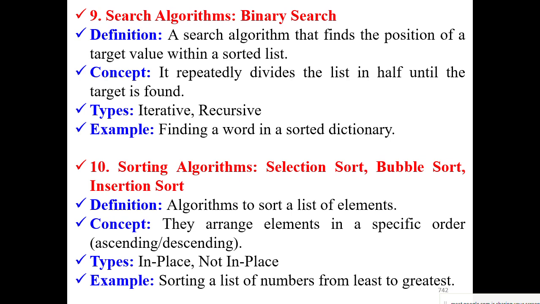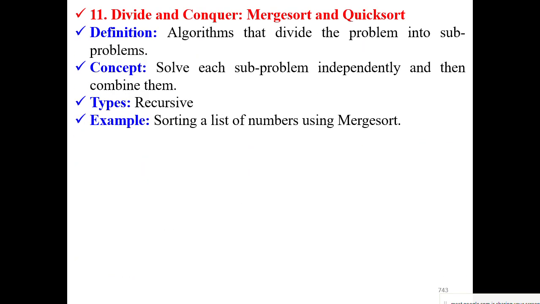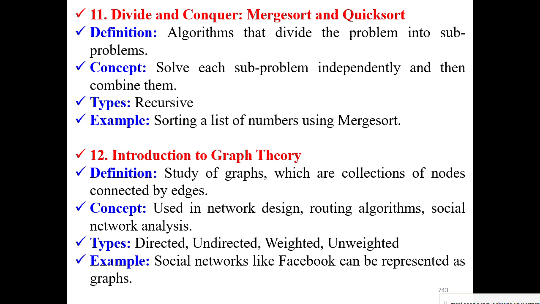Then the divide and conquer approach uses merge sort and quick sort. It is an algorithm that divides the problem into subproblems. Divide and conquer is one of the approaches in data structures, like dynamic programming, greedy approach, and branch and bound. It solves each subproblem independently and then combines them. It uses the recursive method also. Example: sorting a list of numbers using merge sort or quick sort.